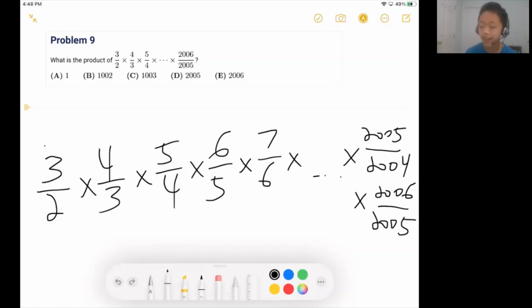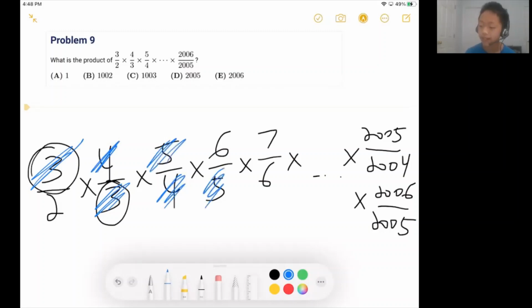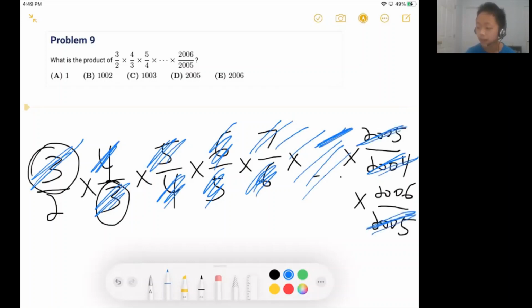But the idea is, notice that you have a 3 here, and you have a 3 here. So you can cancel these 3s out. And you see this 4 cancels with this 4, this 5 cancels with this 5, this 6 cancels with this 6, and the pattern continues. All of the terms in the middle cancel out. Similarly, this 2004 cancels out with this previous 2004, and this 2005 cancels out with this 2005.